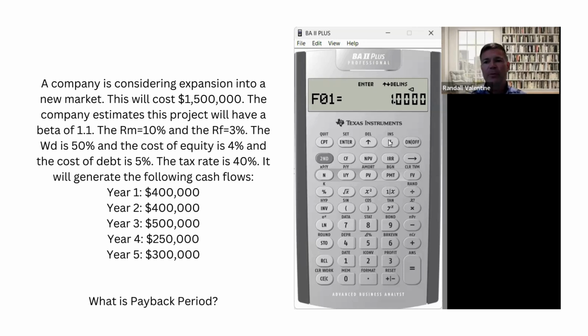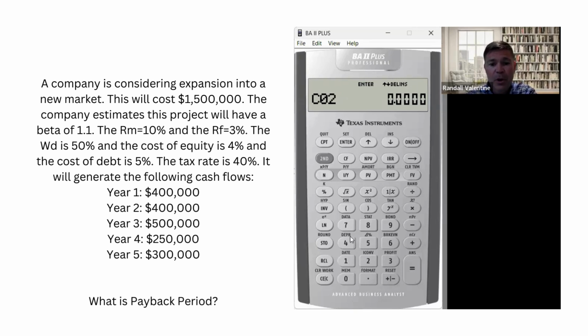F01 means the frequency of payments. So if you're doing a monthly payment or something like that, your F01 would be 12. Or if it's semi-annual, it'd be 2. What we're going to do is these are all just annual cash flows, so we're going to keep the F01 and the F02 and the F03 and so on at 1. We're not going to adjust it. So we're just going to hit the down arrow again.